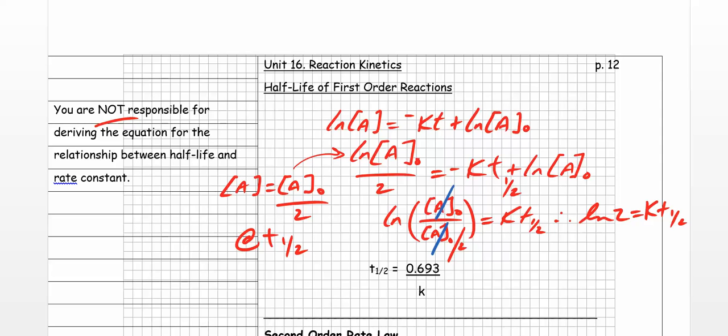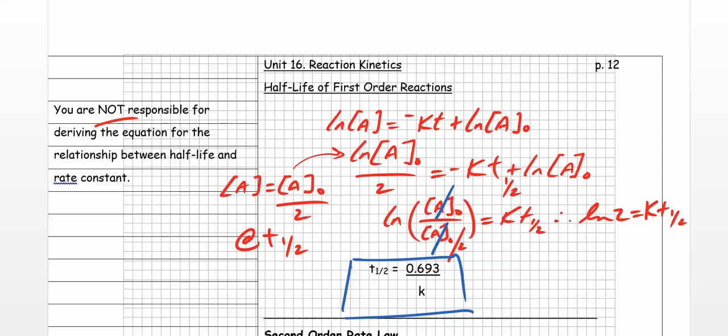Now all of that is just brain food. What you need to remember is the half-life expression for a first order reaction. That's it right there. T1 half is equal to the log of 2, which is 0.693, divided by K. Notice that the half-life for a first order reaction does not depend on the initial concentration. That's important. It does not depend on the initial concentration.